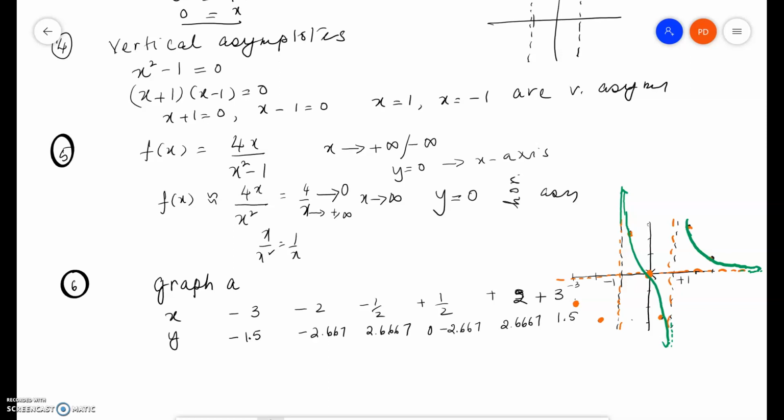And since x equals +1 is a vertical asymptote, as the graph gets closer and closer to the vertical asymptote, it goes off to positive infinity. These two red dots here are also points on the graph. And again, x equals -1 is a vertical asymptote. So when the graph gets closer to the vertical asymptote, it goes off to negative infinity. And since the x-axis is a horizontal asymptote, we can assume that the graph gets closer and closer to the x-axis. And this is what the final graph looks like.